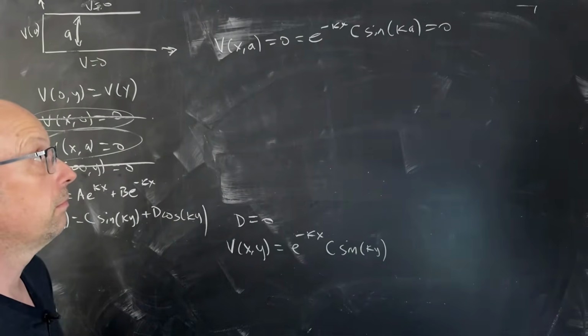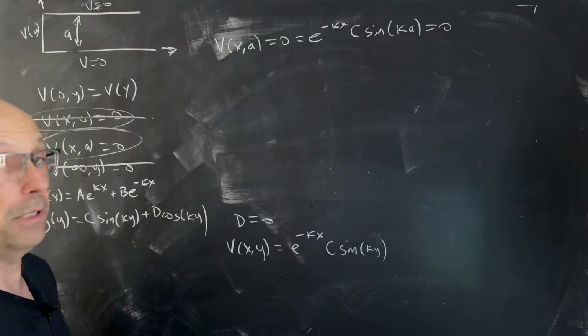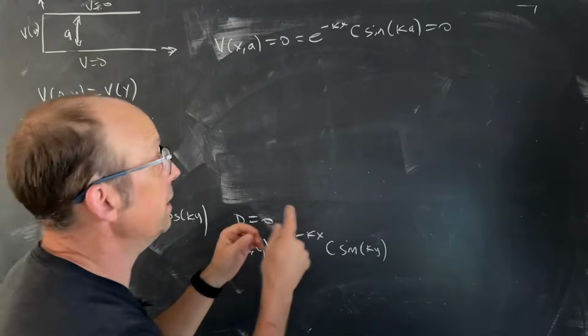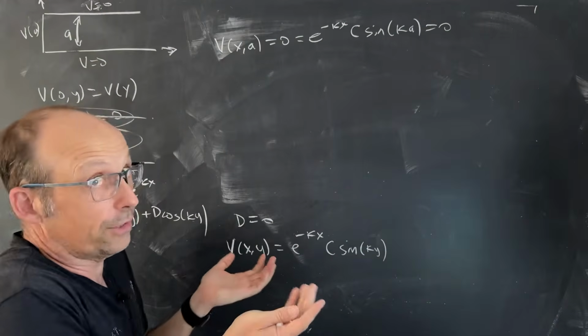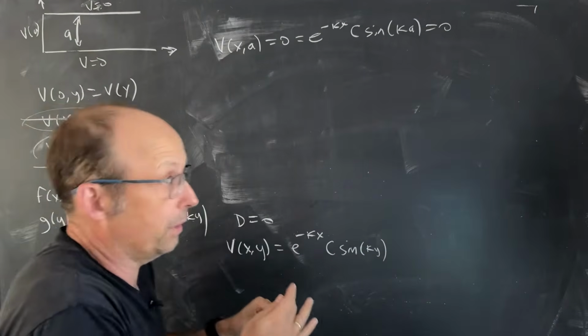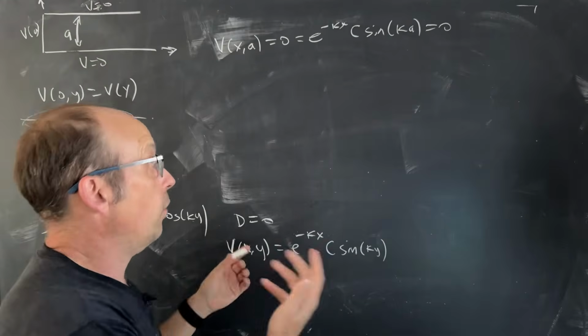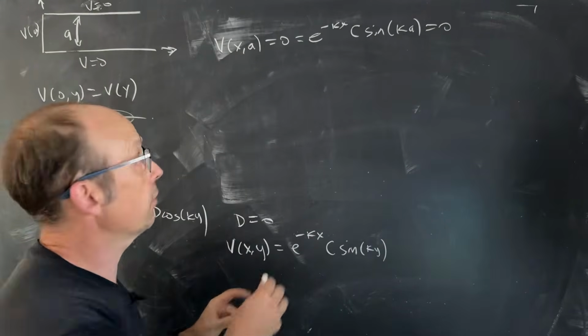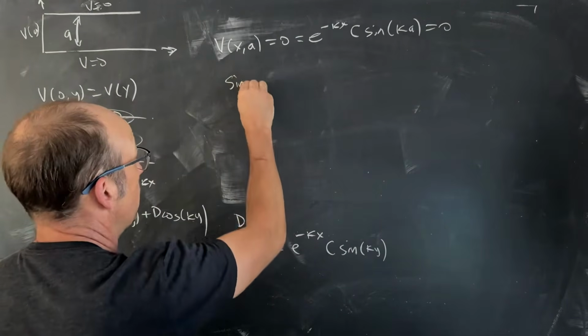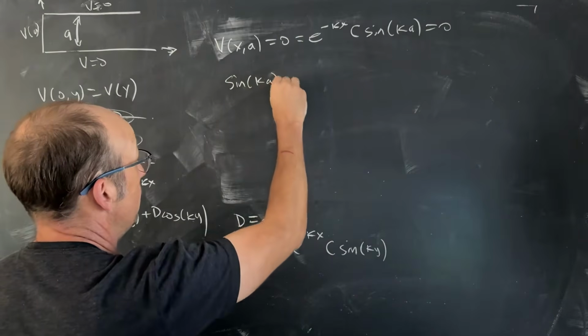Well, c can't be 0, right? If I put c equal to 0, then it's just a boring solution, right? Everything's 0. It's always 0. That's dumb. Okay. So I have to make sine of ka 0. So sine of ka is equal to 0.